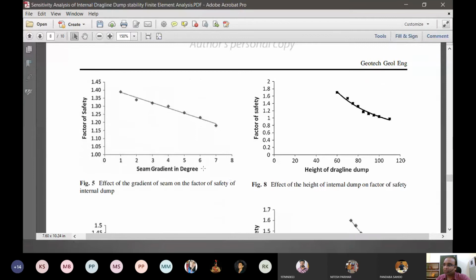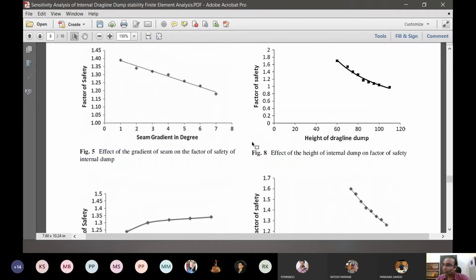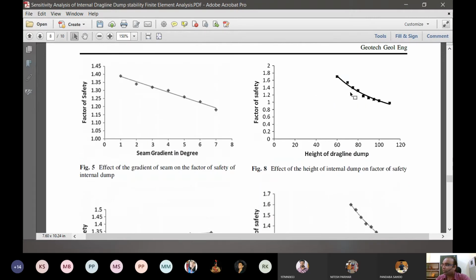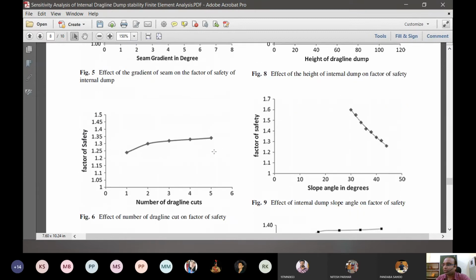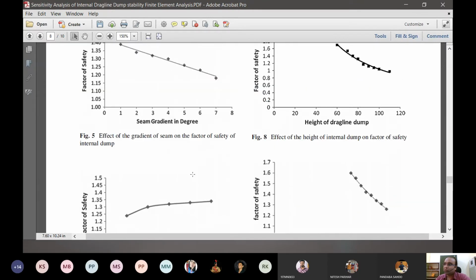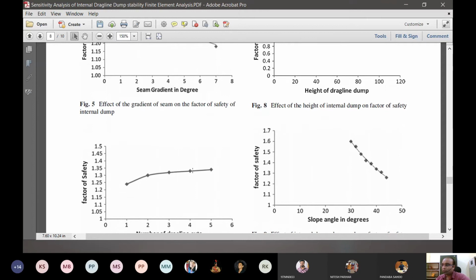After 100 models making, we basically started matching them with their each individual variation. So if the gradient of the seam changes, how the factor of safety changes. If the height of the dump, dragline dump changes, how the factor of safety changes, and so on. So you can see if the dragline dump height is increased, the factor of safety decreases. That was very intuitive, right? Similarly, for the seam gradient, if the gradient increases, the factor of safety will decrease. Those things are intuitive, but to what degree, that we had to find.